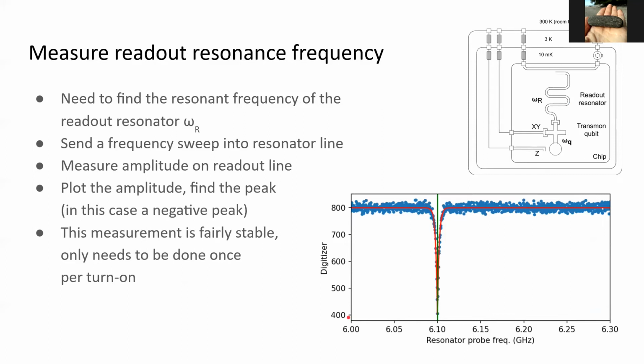So let's talk about the steps needed to calibrate a transmon qubit. The first step is to measure the resonance frequency of the readout resonator. We do this by generating a frequency sweep going into the resonator line here, and we measure that on the output here. And as you can see in the chart, there will be a dip in the amplitude near the resonant frequency of the resonator. We just want to find that frequency, so we plot the data and apply a fit line to find the resonant frequency.